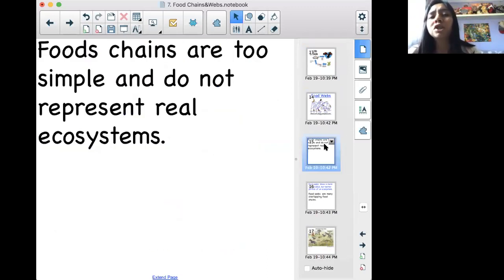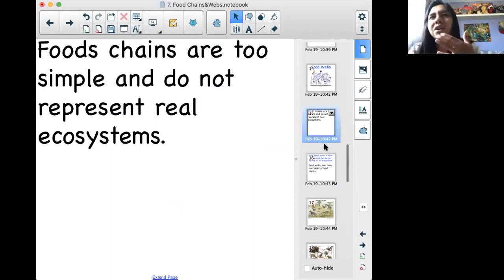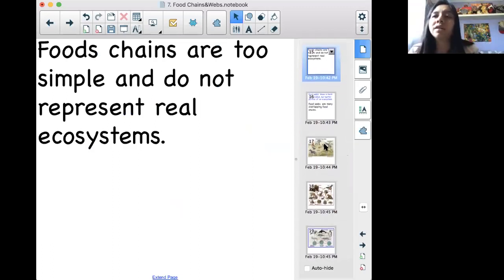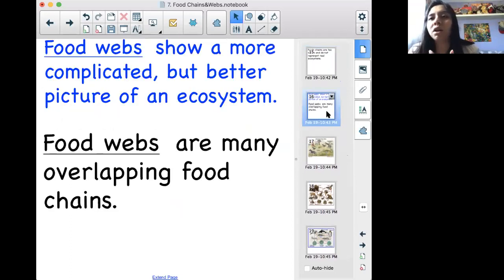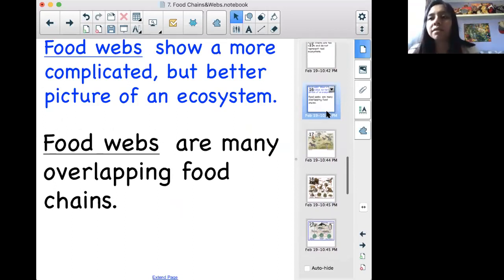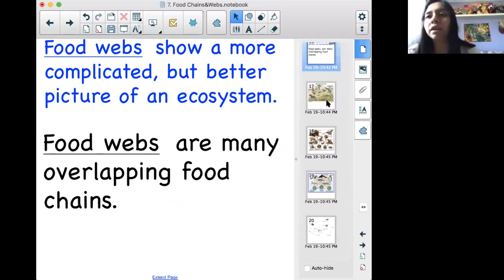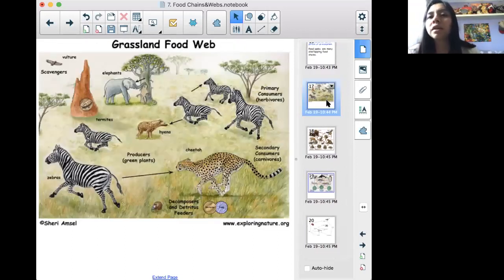So food chains are too simple, and that means that they're not a correct or real representation of what goes on in the ecosystems, and it's actually more complex. So food webs show a more complicated but better picture of an ecosystem. And food webs are basically many overlapping food chains because there's not one just direct method, okay? So we're gonna go over a few examples here. Grassland food web, okay? So you can see that some of these animals are eating the grass and then they are eaten by their predators and so on. So if you wanna take a closer look at this example, you can pause the video.